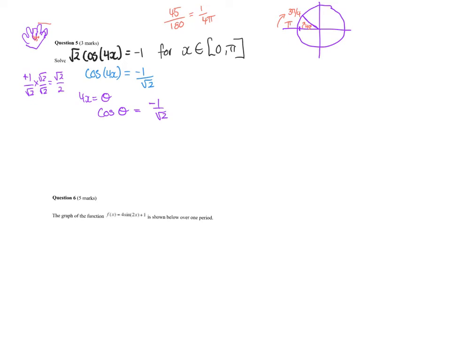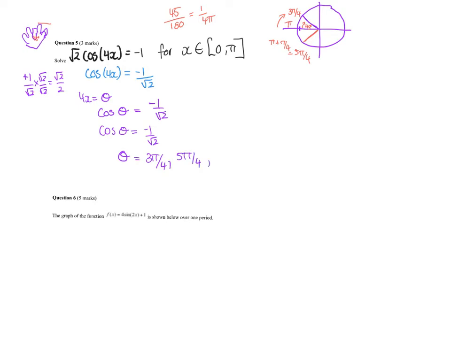Where else in the circle will that be negative? Down here, wouldn't it? And wouldn't that be pi plus pi on 4? So what would that be? 5 pi on 4? Yes? So cos is going to be negative there. All right, well, negative 1 root 2. So I could write over here, cos theta equals negative 1 root 2 when theta equals, you said, 3 pi on 4, yeah? 5 pi on 4.